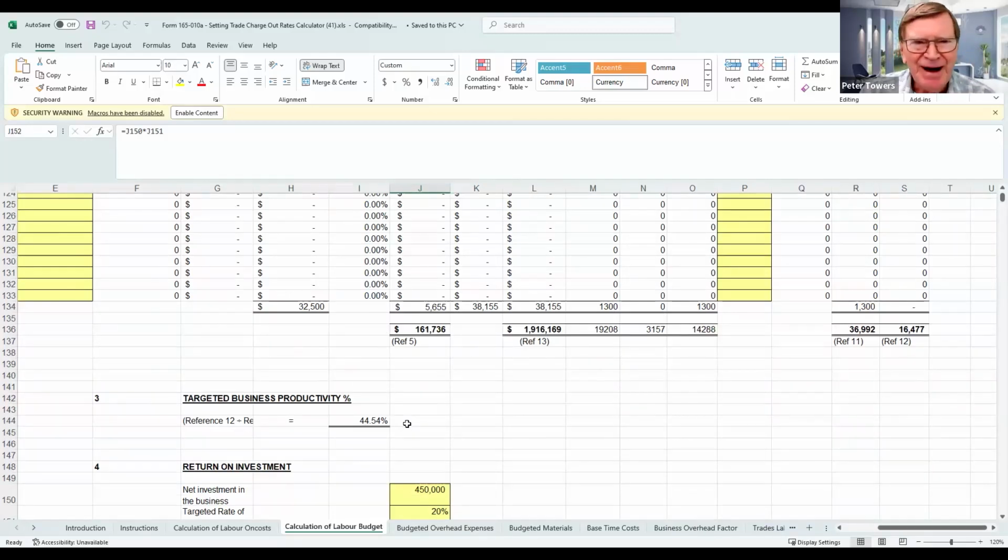Productivity is probably a bit of an unfair word. It's the charge out percentage, because I'm sure the office manager and the clerical staff are also very productive, but we're assuming they're not being charged out.